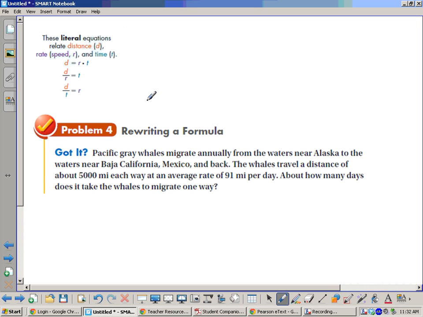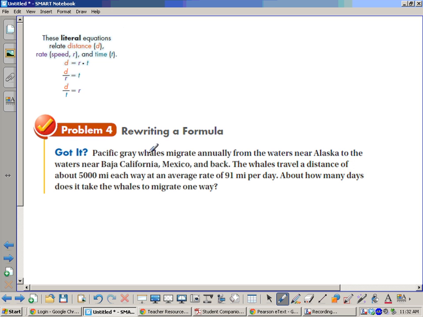The next formula we're going to work with is a distance formula. And the distance formula is d equals r times t, where r has to do with the rate or speed, and t is the time. So we can rewrite the formula by solving for either t and get d over r, or solve for r and get d over t. So it just depends on what we're trying to find.